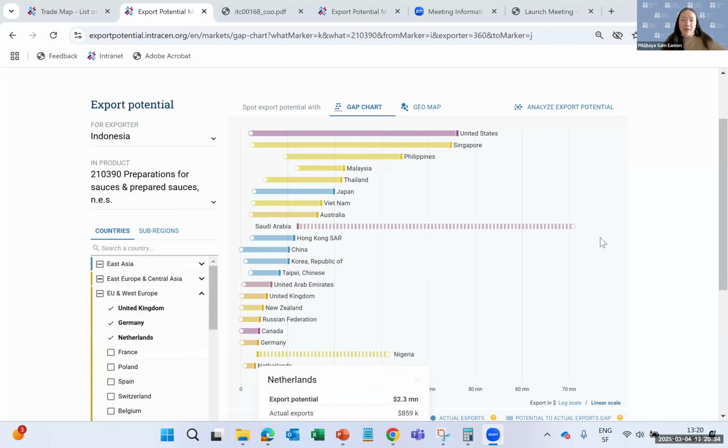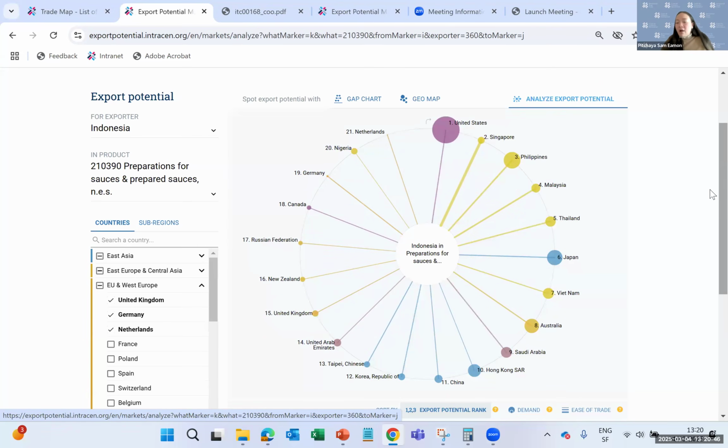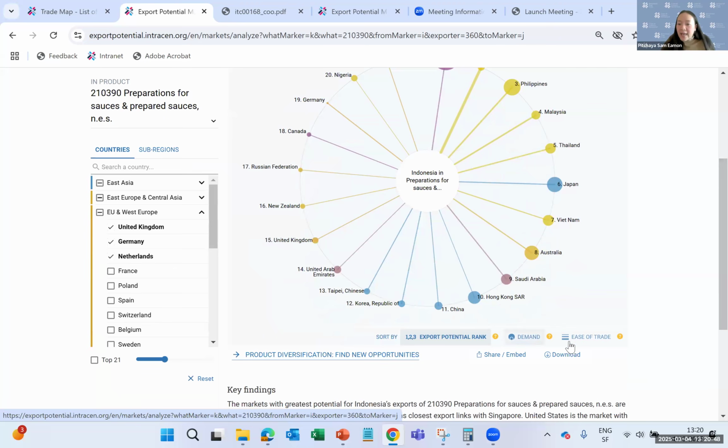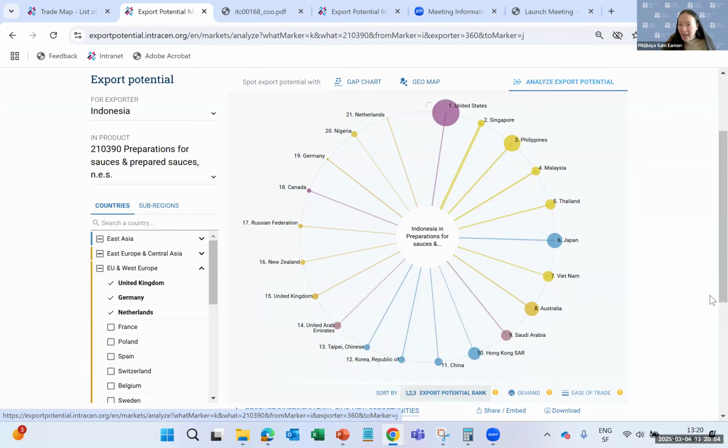So basically, you see here the export potential for Indonesia export of prepared sauce. And if you click on analyze export potential, you will see here we have ease of market access, and this represents ease of trade by the line. The thicker the line, the easier it is to access that market.